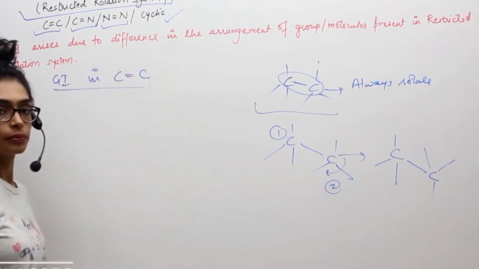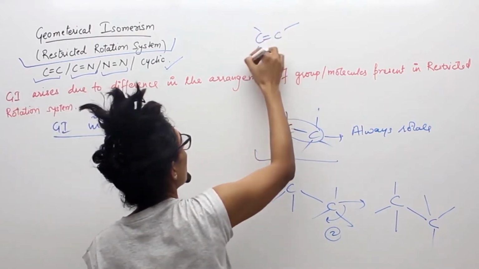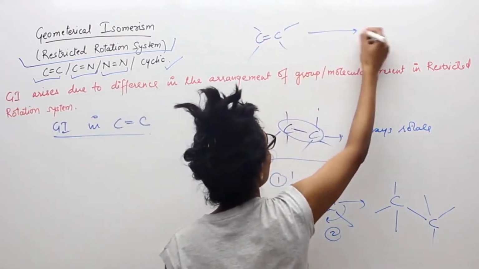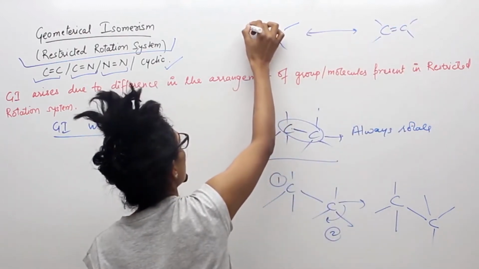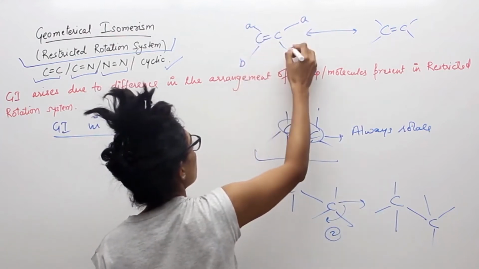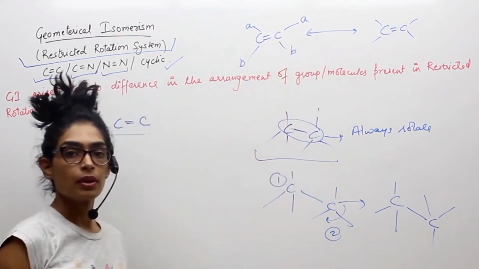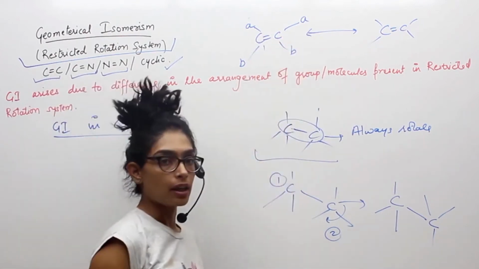Okay, so let's take an example. I have C double bond C and I have 4 groups attached to it. Let's say on the first carbon there is a group A attached, and the same A group is attached here also, then B here and then B here. So A and B are attached on the first carbon, and A and B are attached on the second carbon.